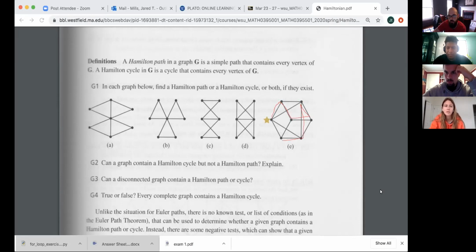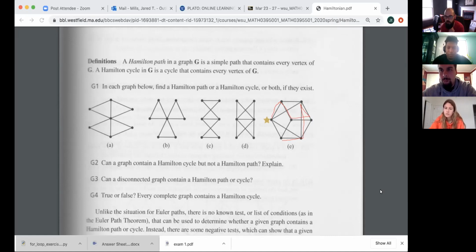It's really bad drawing, but that's a path. That is definitely a path, right? So now if you think about it, the degrees of these two vertices, if you add them up, is it at least 7? A is 4, B is 3. So the claim is this definitely has a Hamiltonian cycle.